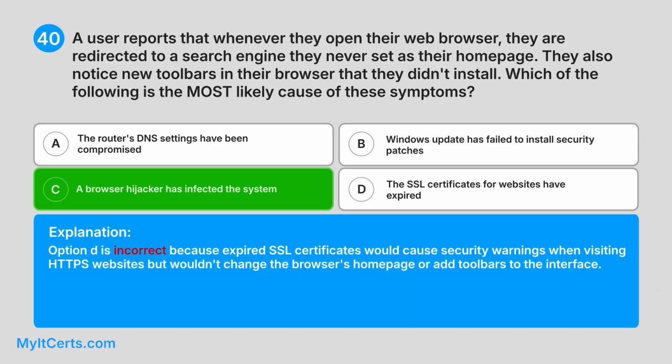Option D, the SSL certificates for websites have expired, is incorrect because expired SSL certificates would cause security warnings when visiting HTTPS websites, but wouldn't change the browser's homepage or add toolbars to the interface.